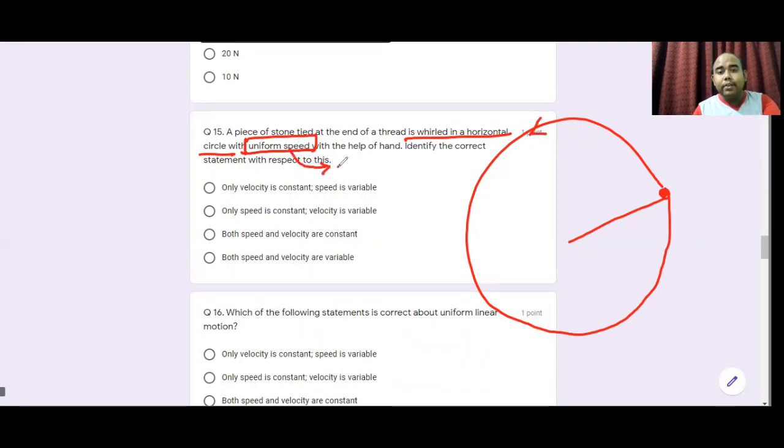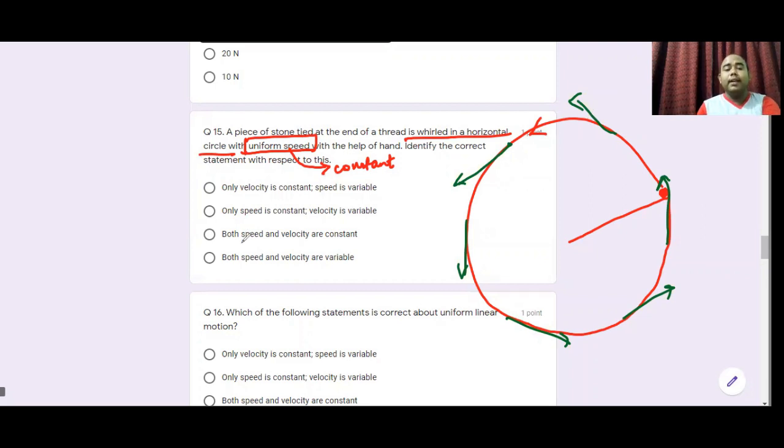Because it is written here, uniform speed. Uniform itself means constant. So constant speed. So the speed is constant, but is its velocity also constant? No. Velocity depends on direction also. So the magnitude of velocity is constant, but the direction is not constant because at every point of time, the direction is changing. You see? At every point of time, the direction is changing. So velocity is variable, means velocity is changing.